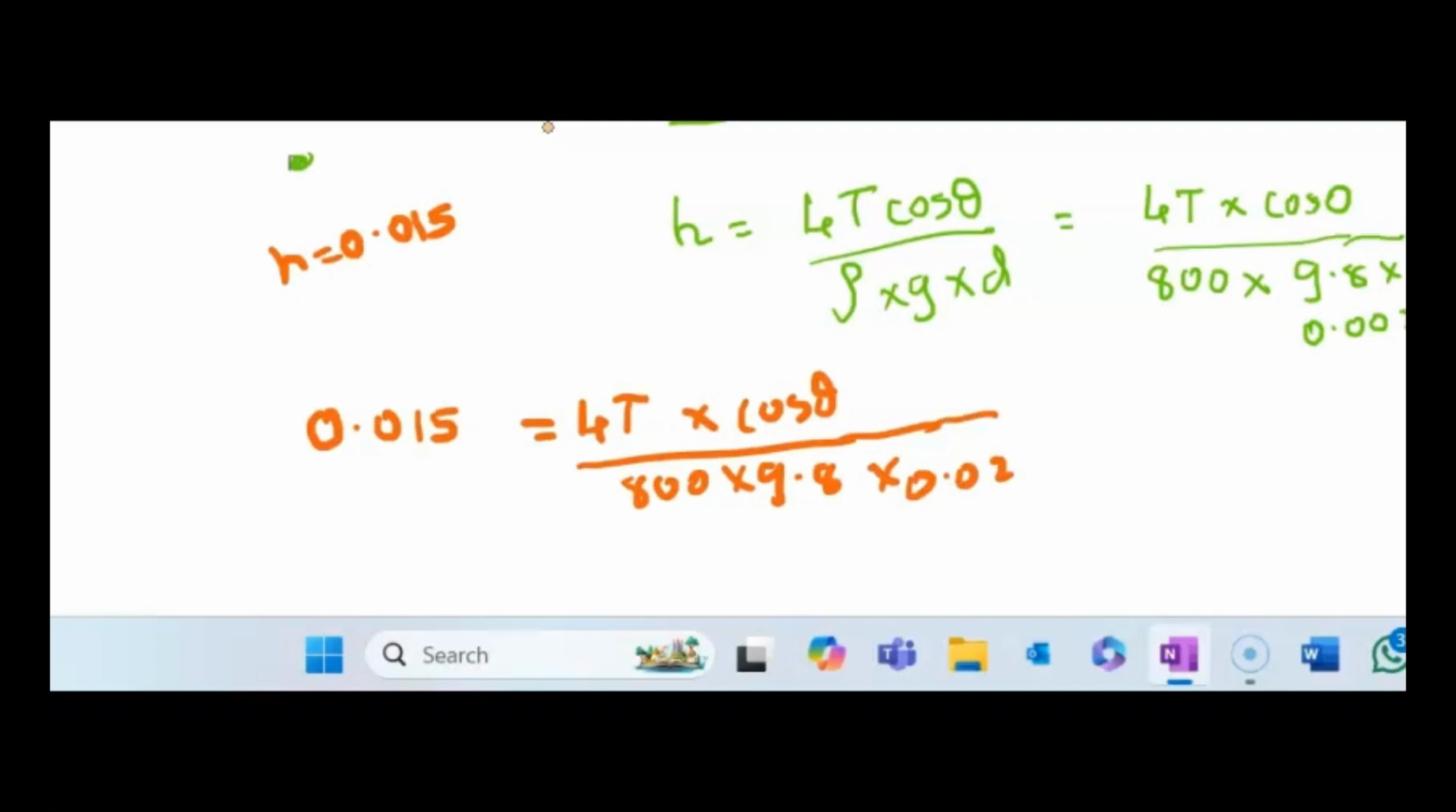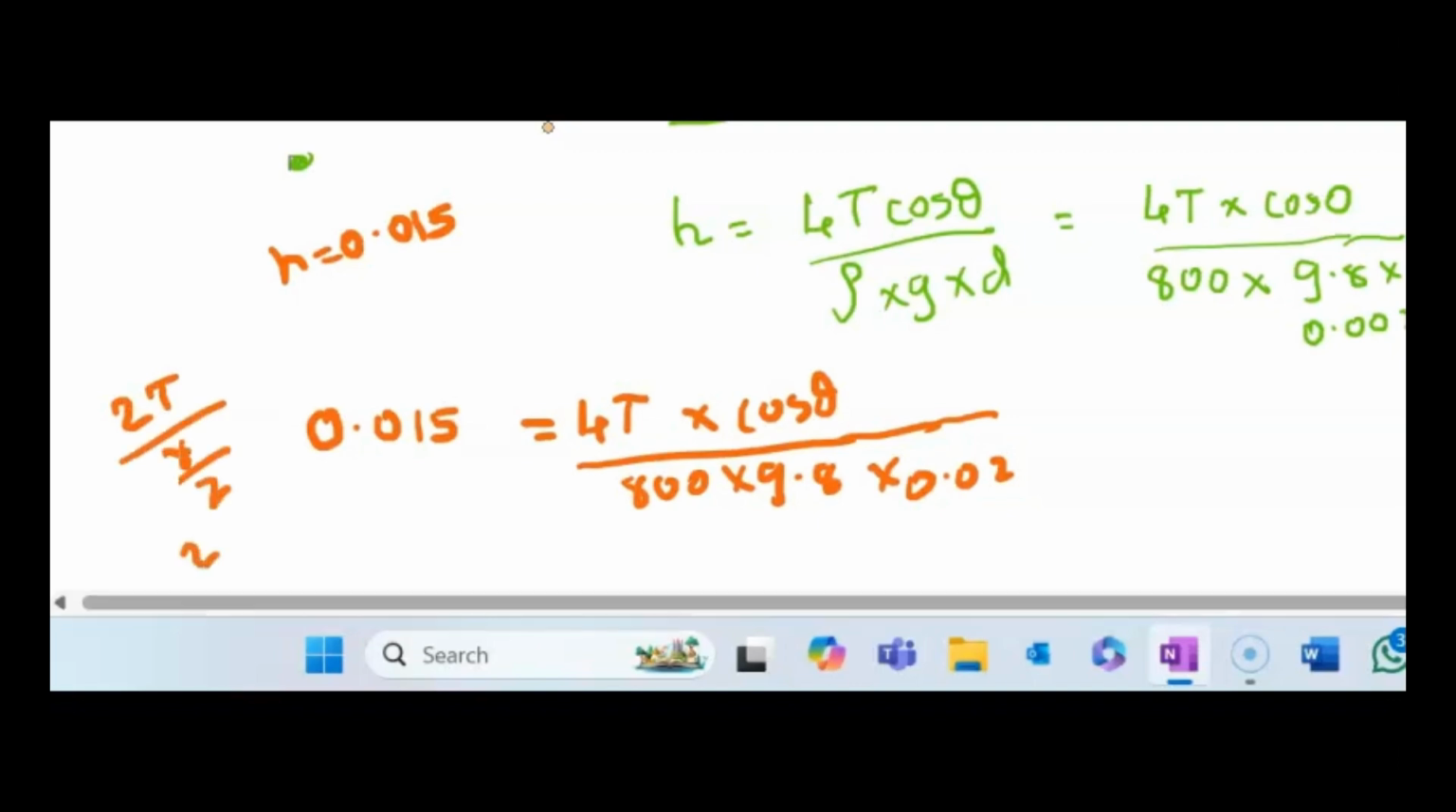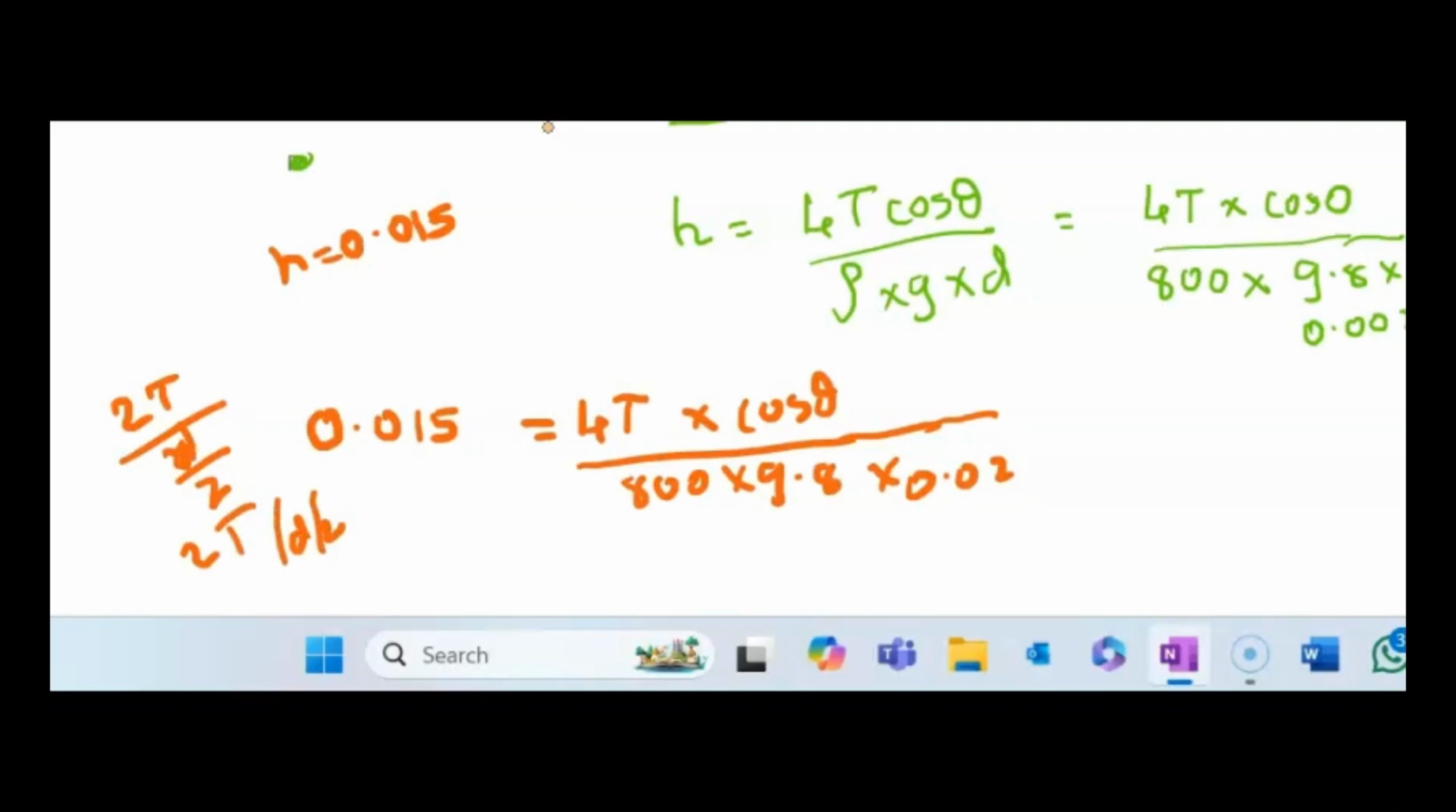Remember, the formula has 4T, but originally it is 2T. Since the radius is d upon 2, it becomes 2T upon d upon 2. So this 2 gets multiplied and it becomes 4T upon d. The formula is converted in this way. Otherwise, you will get confused. The original formula contains 2T. Remember how I converted this formula, so there's no confusion in this case.